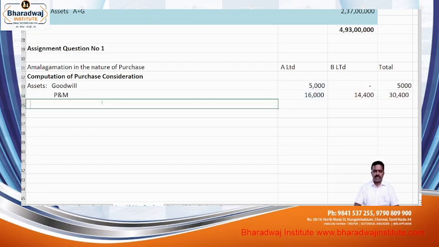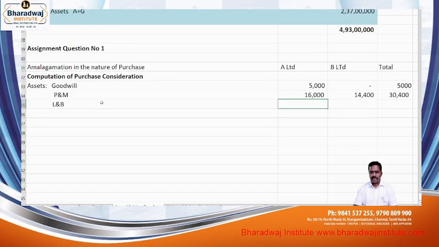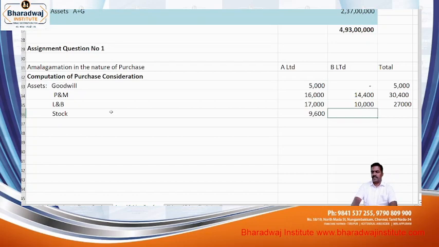For plant and machinery, then land and buildings, no revised value given. If it is not given, take the book value. What is the book value of land and buildings? 17,000 and 10,000. Then stock: 400 to be taken off, so 9,600 will be the stock value. Then 6,000. How much? 6,000.